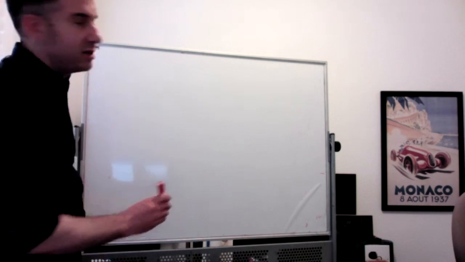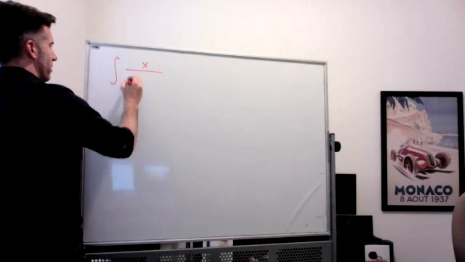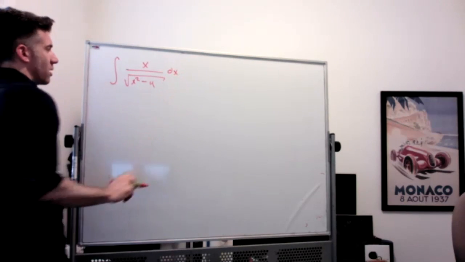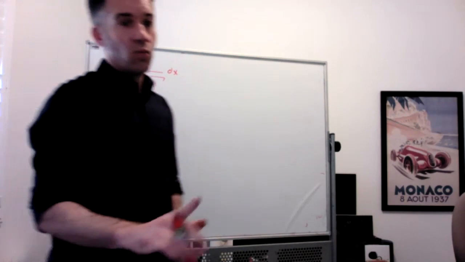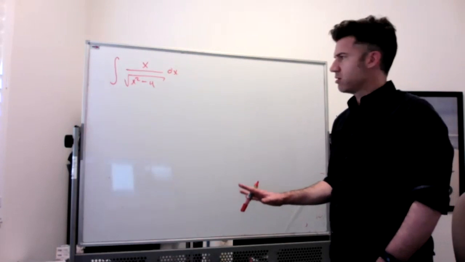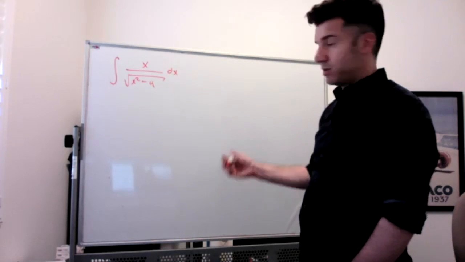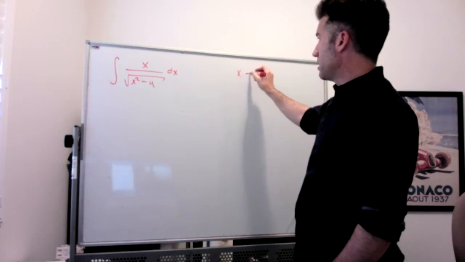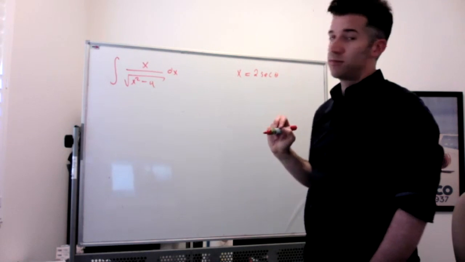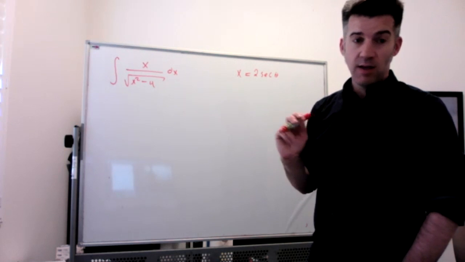Let's say we have the integral of, say, x over the square root of x squared minus 4. So one could make the trig substitution x equal to 2 secant theta. One could, one should not. Why not?